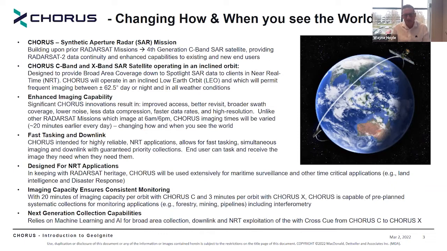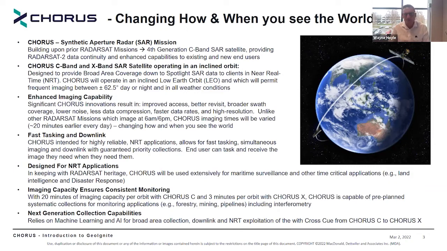Key to the design is having a capability to do fast tasking and near real-time downlink. So we will be able to task the satellite very dynamically and then downlink the data to a headquarters station or one of the many network stations globally. And with that is the exploitation of that data and the ability to then provide follow-up actions with the trailing satellite, or cross-queue, and I'll talk about that.